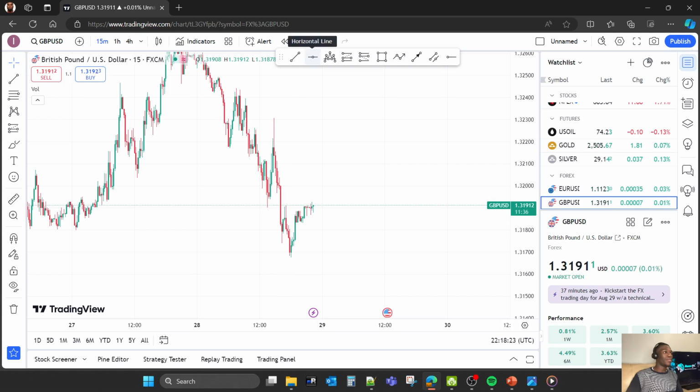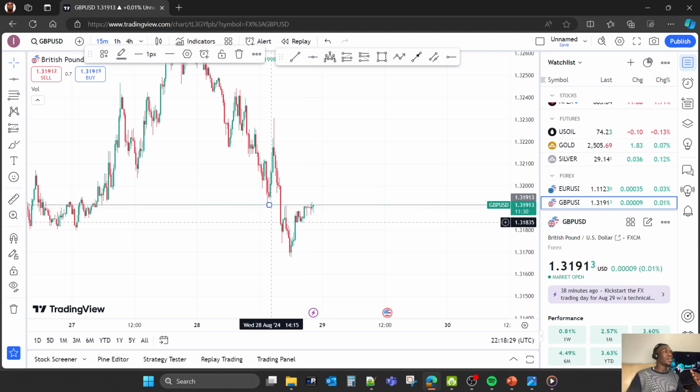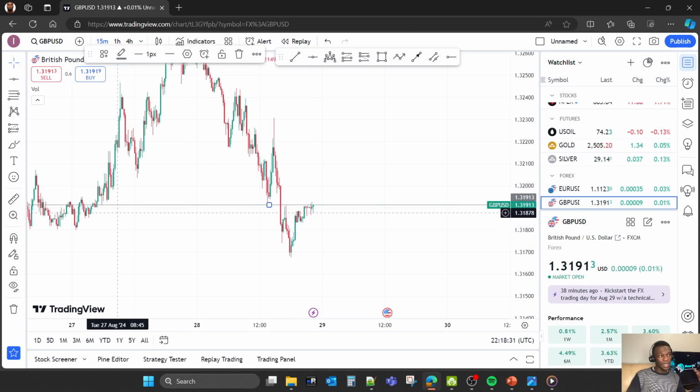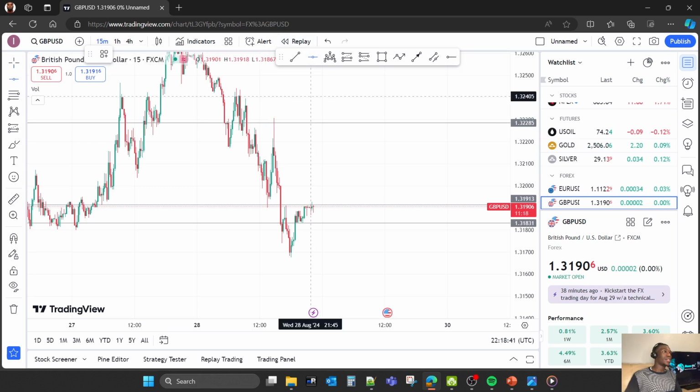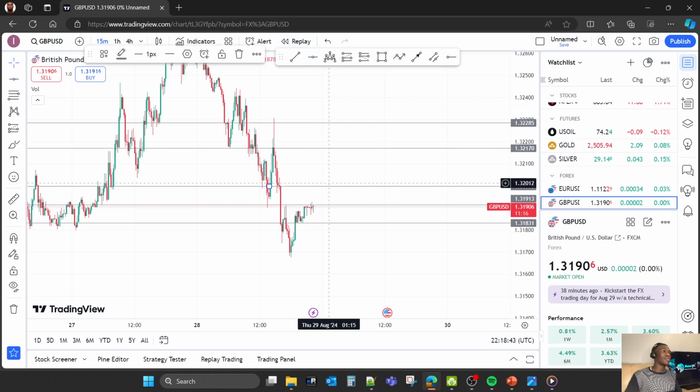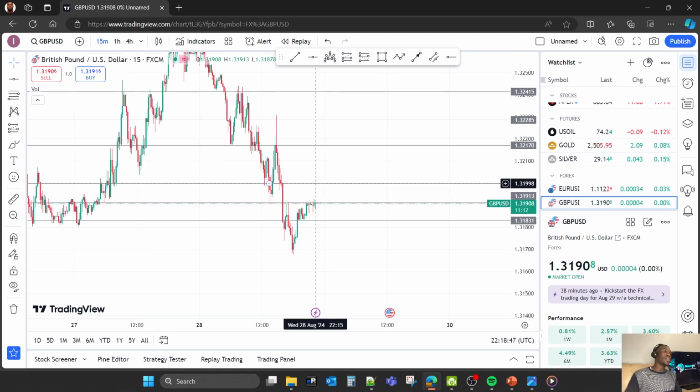And then we have this horizontal line. Most people use it to plot their entry points or exit points, or reversal points, or zones or something like that. You can literally plot thousands of them if you like. Something like this, something like this. It depends on you how exactly you want to use them.